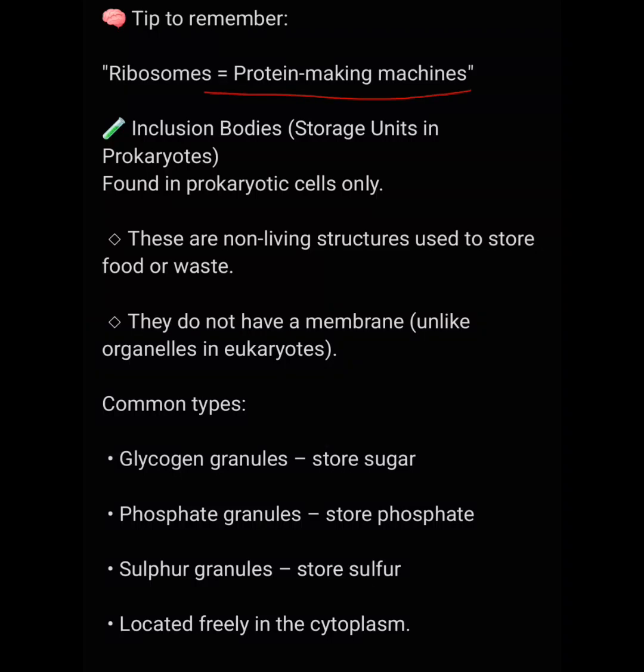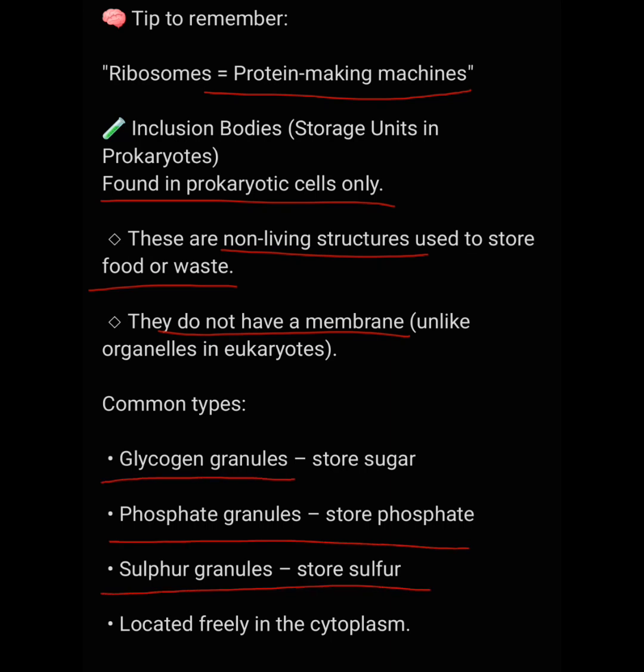Inclusion bodies are also known as storage bags, and they are found only in prokaryotes, unlike ribosomes, not in eukaryotes. These are non-living structures used to store waste and food material. They do not have a membrane and lie free in the cytoplasm. Examples of inclusion bodies are glycogen granules, phosphate granules and sulfur granules.